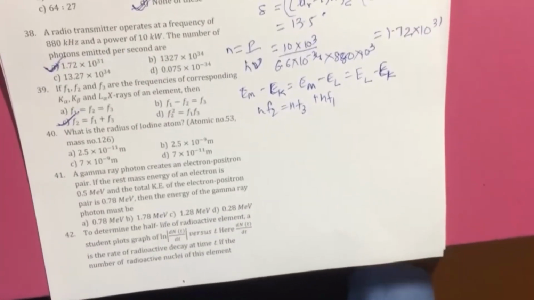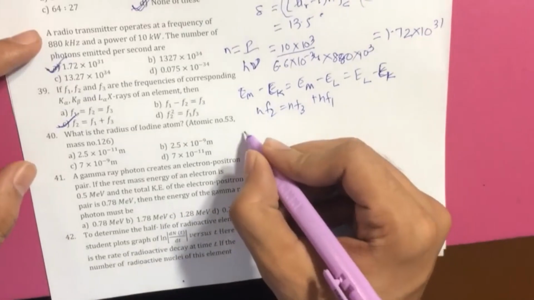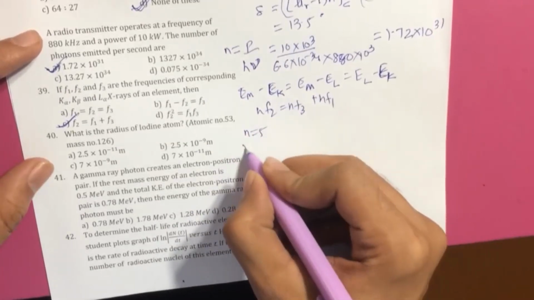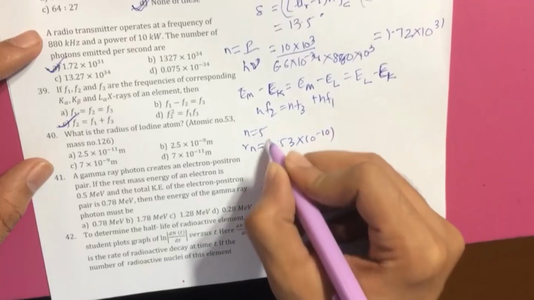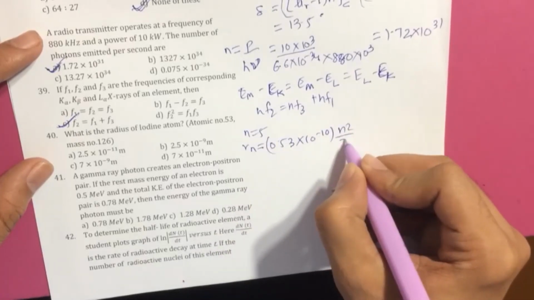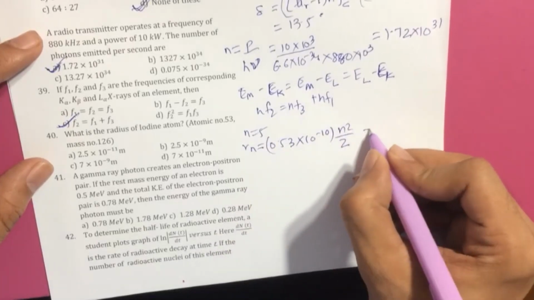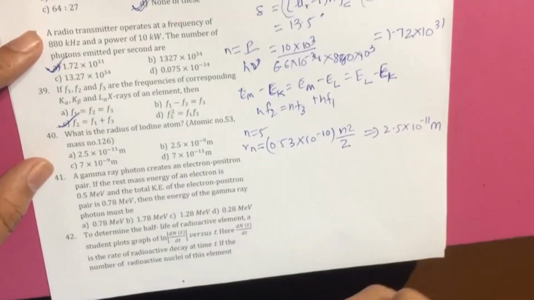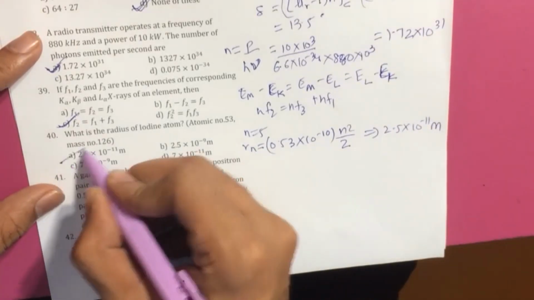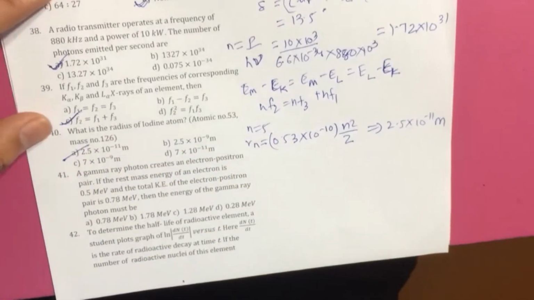Question 40. What is the radius of iodine atom, atomic number 53, mass number 126? N is equal to 5, Rn is equal to 0.53 multiplied by 10 raised to minus 10, n square by z. Substitute the values, you'll get the answer as 2.5 multiplied by 10 raised to minus 11 meters. That is option A.